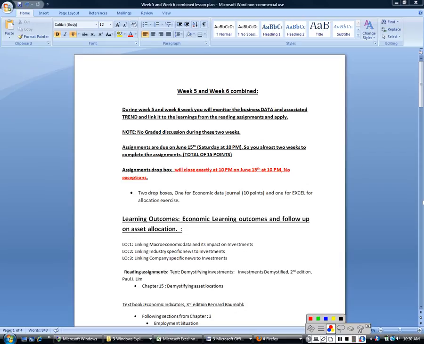So it is a combined week 5 and week 6. The idea is to look at the business and economic data, looking at the trend, and try to link it to the learning outcomes. During these 2 weeks, there are no reflection discussions. You will be doing the research, and you're going to be creating your own economic journal as one of the 2 assignments. There are 2 assignments over the next 2 weeks, a total of 15 points.